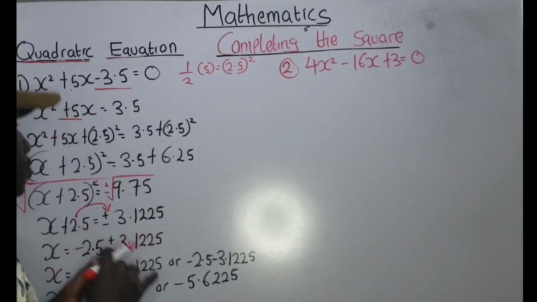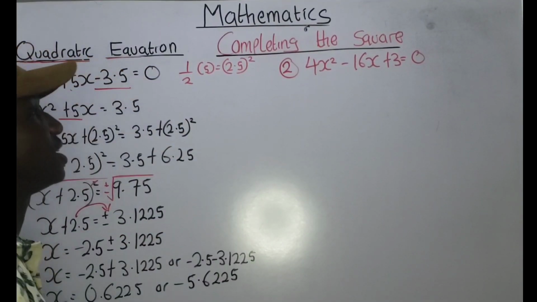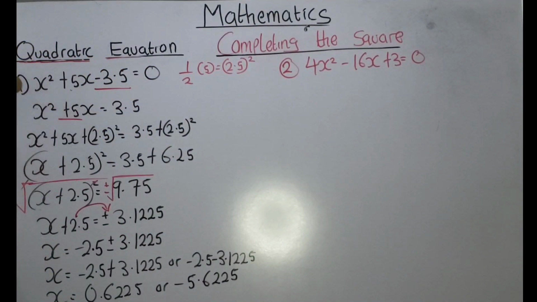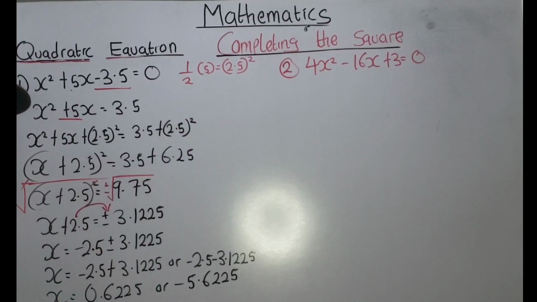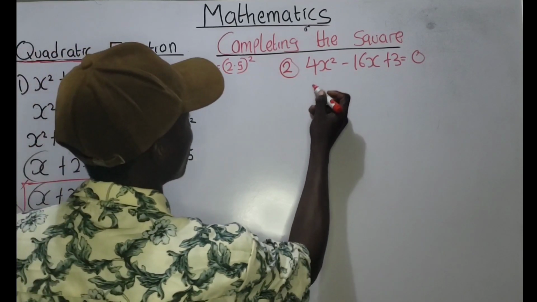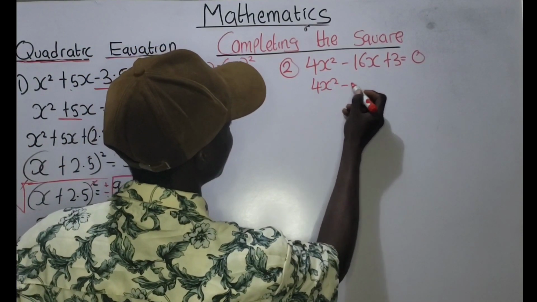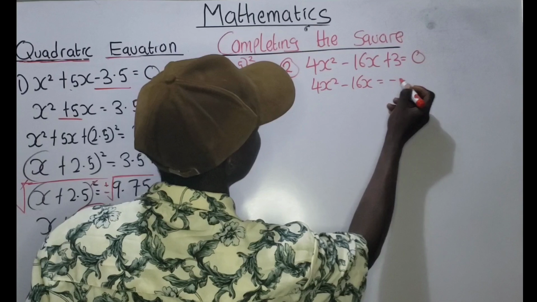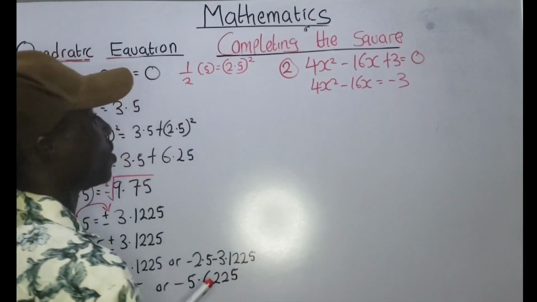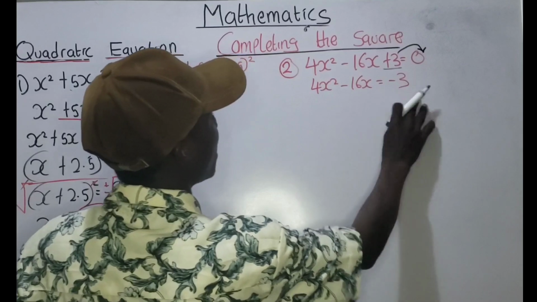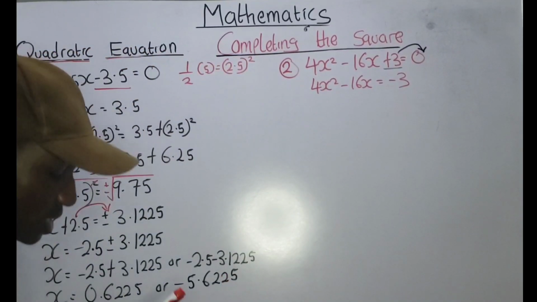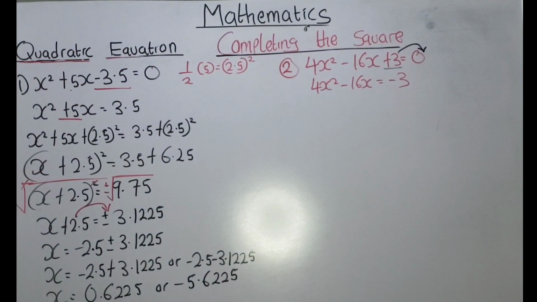Okay, so how do we solve this quadratic equation using the completing the square method? We are still going to use the same approach. The first step is that we have to take the constant term to the right hand side of the equation. So here I'm going to have 4x squared minus 16x equals negative 3, because the constant term is plus 3, and when plus 3 crosses the equals to sign, the sign is going to change to negative. You understand?